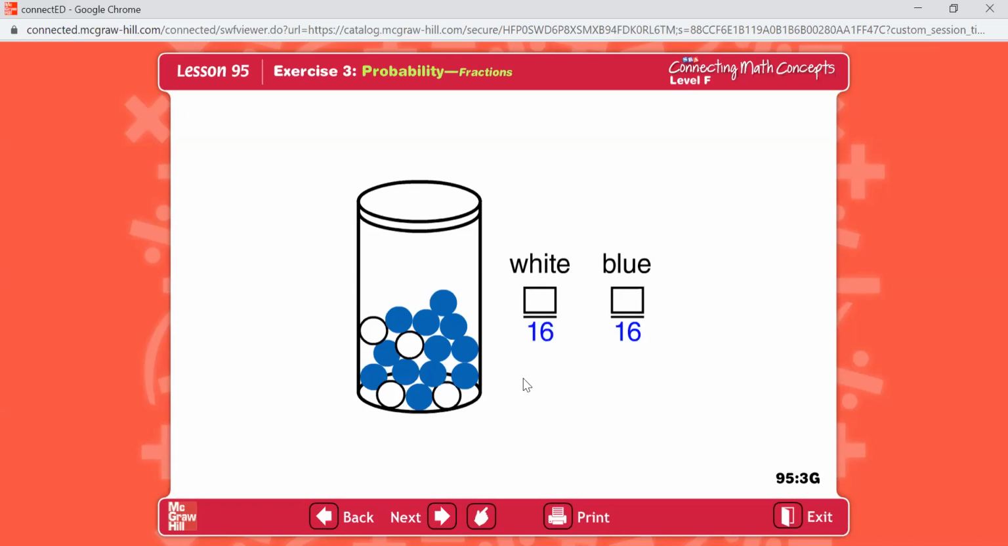Now, tell me the number for the numerator for white marbles. What number goes here? How many white marbles do we have? We have 4 white marbles. 1, 2, 3, 4. And giving us the answer of what's left over, how many are blue marbles? 1, 2, 3, 4, 5, 6, 7, 8, 9, 10, 11, 12. And how many in all? 16. Quick math, if you don't want to spend your time counting these, look here. 16 minus 4 equals 12. It's what's left over.